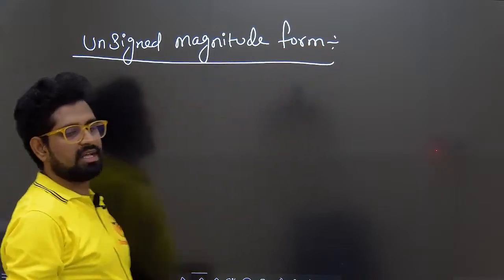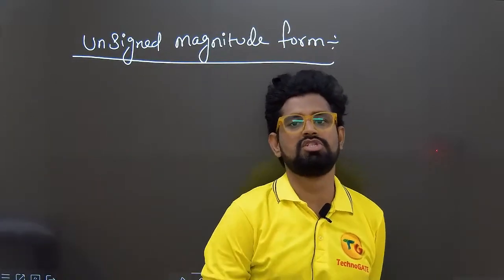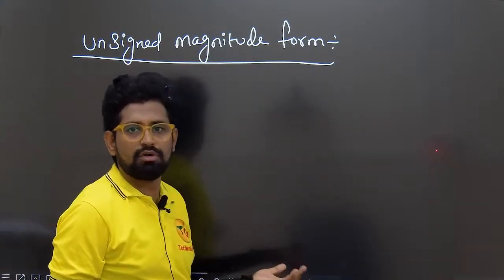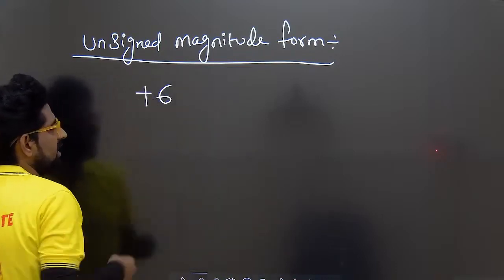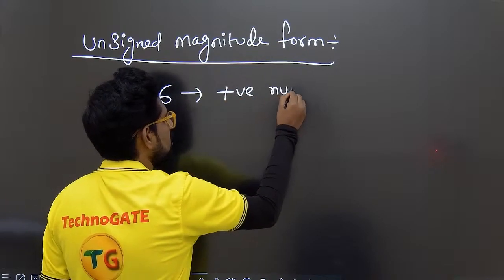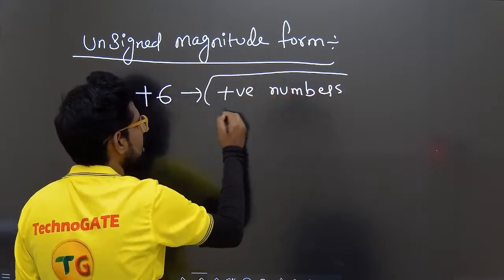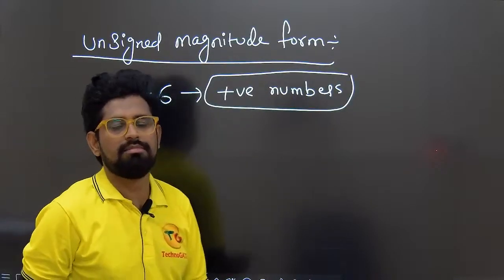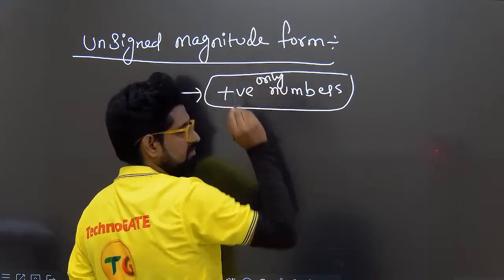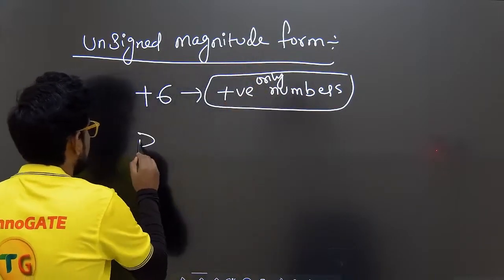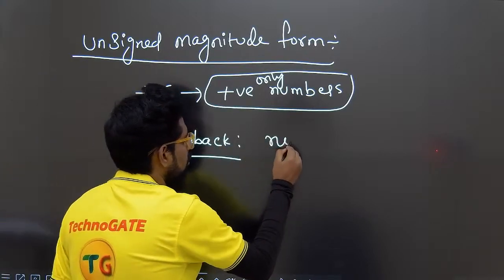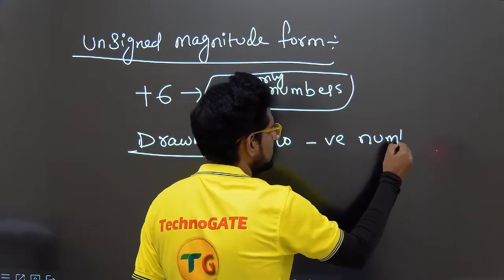The name itself says unsigned means no sign. For example, if I write 6 with no sign, then by default the number is considered as plus 6. No sign means it is a positive number. By using unsigned magnitude form, we can represent only positive numbers. The drawback is we can't represent negative numbers.